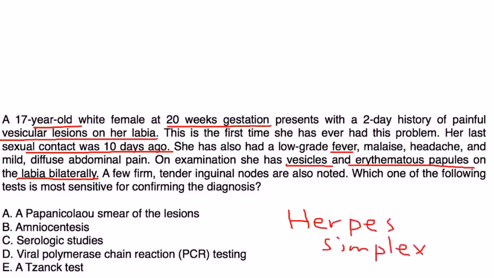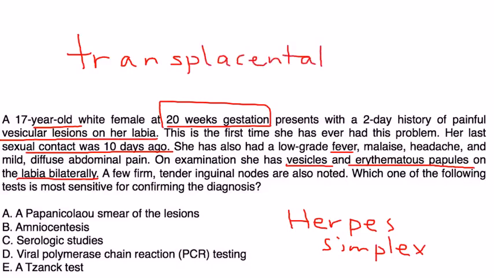And because she's pregnant, this is actually a particular concern because this can be transferred transplacentally to the fetus, or during birth, when the baby passes through the birth canal, because if you notice, the vesicles are on her labia. If it's transferred to the fetus, there can be a very high risk of problems such as neurologic disease. So it's very important that you treat this.